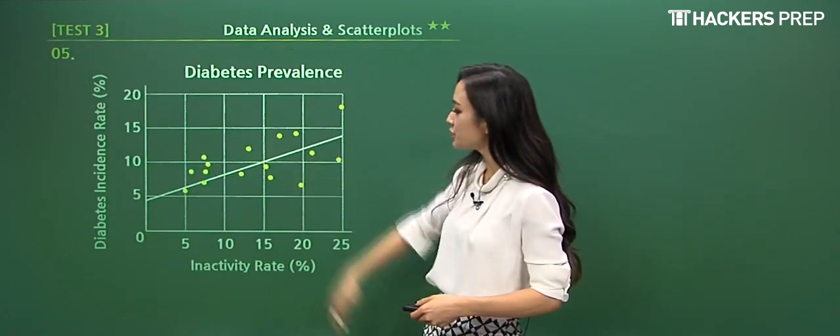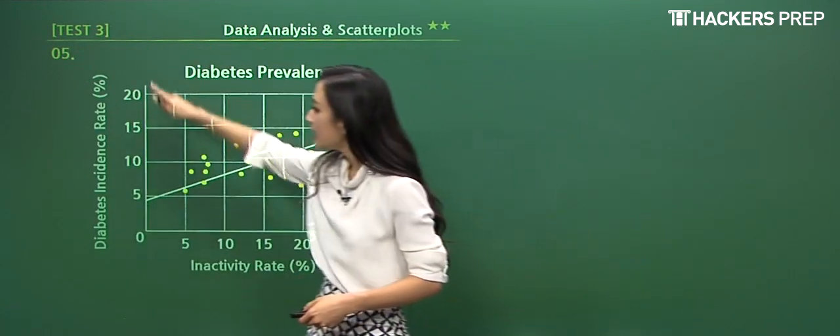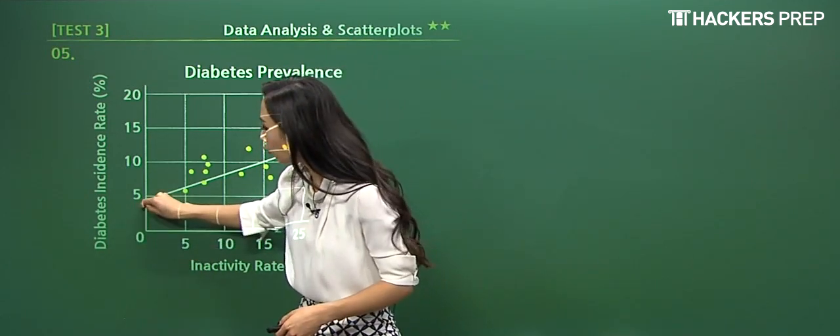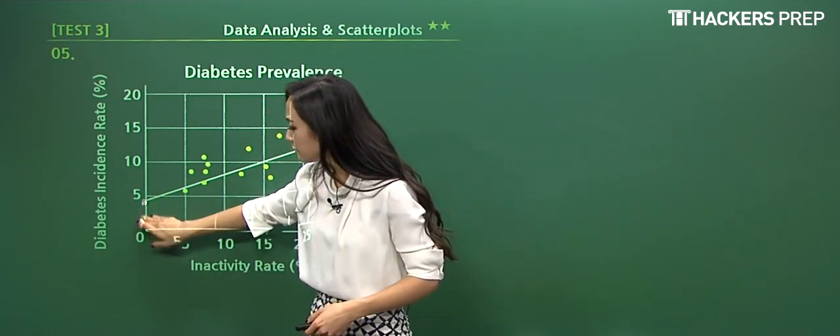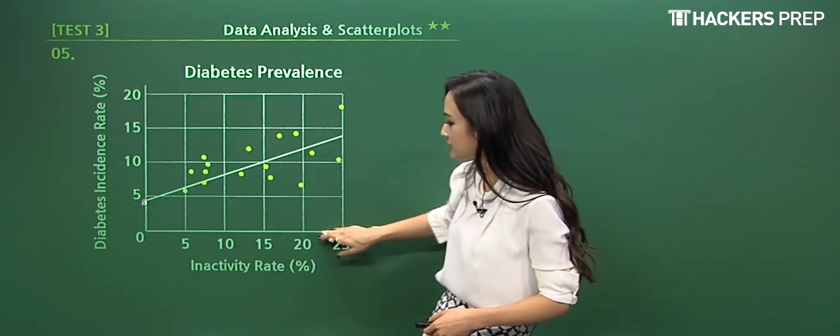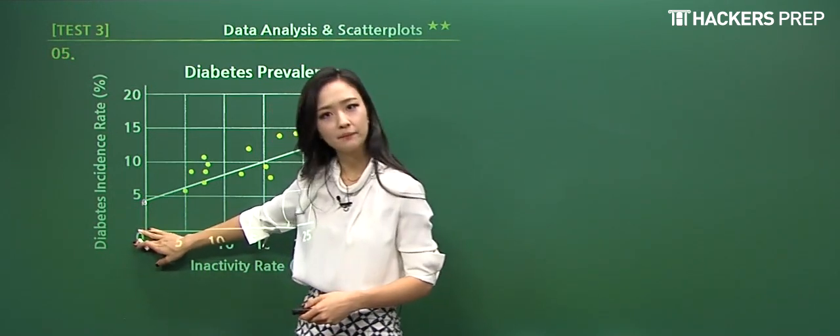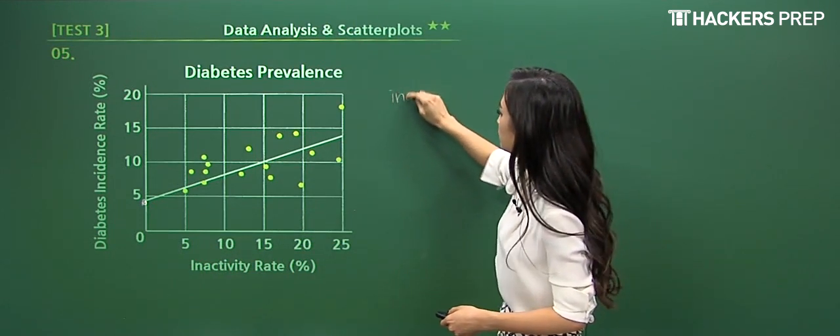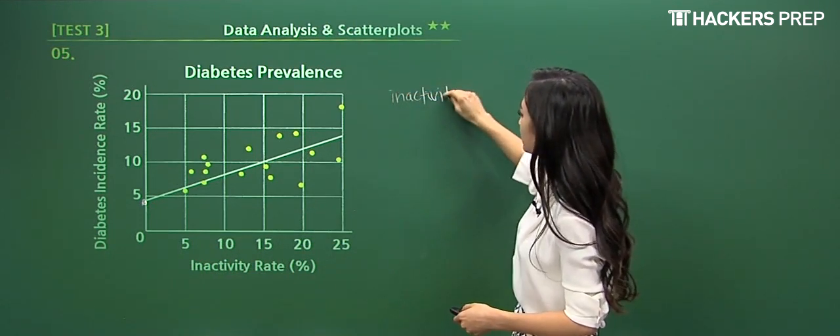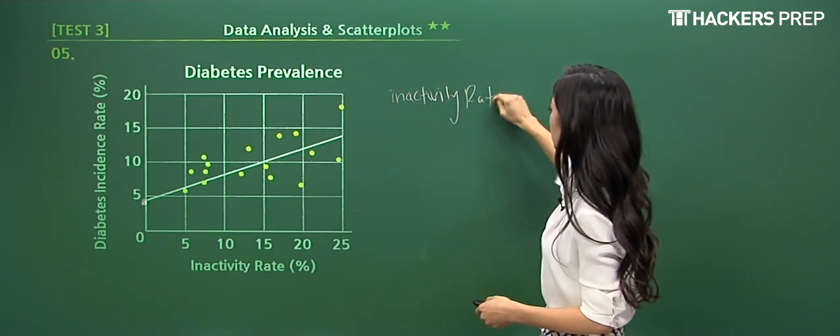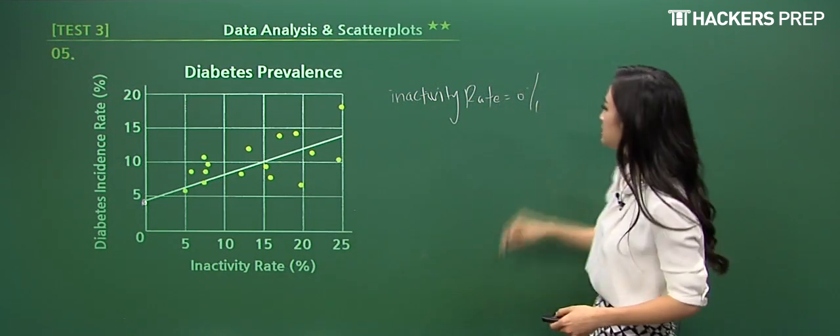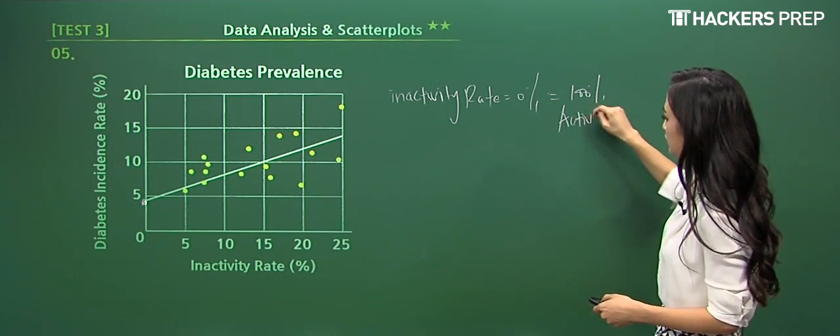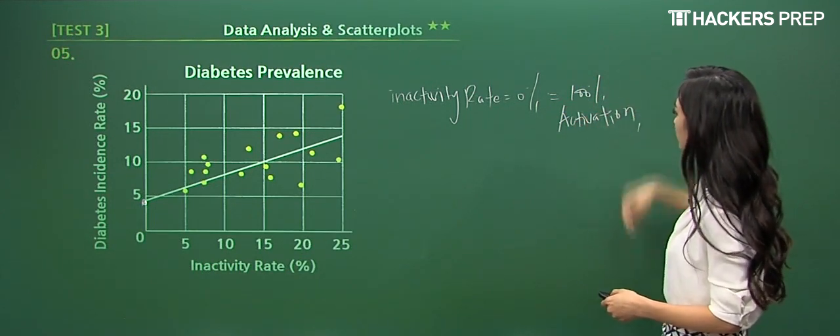So let's go back to our chart here. What does the y-intercept represent? It's wherever it meets the y-axis. So the value for my x would be 0 here. Notice how my x-axis represents inactivity rate. So what does it mean to have an inactivity rate equal to 0? Doesn't this simply mean that there is 100% activity, right? It's going the other way around.